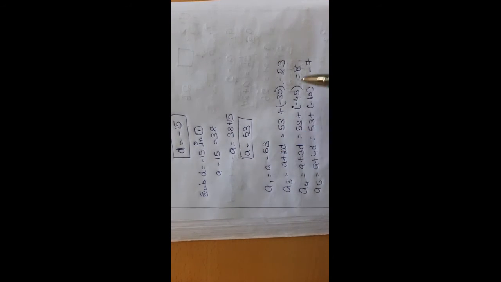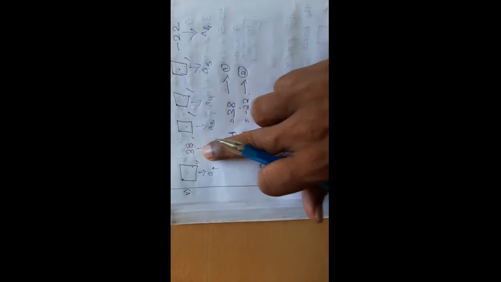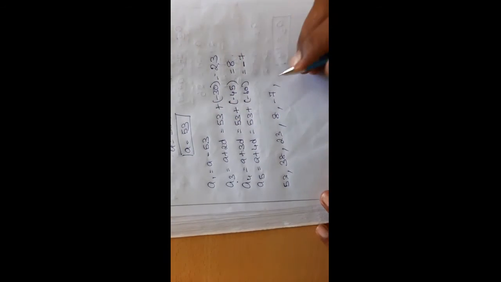So the missing terms are, we can just fill the column here. The first term a is 53, the second term is given 38, the third term is 23, the fourth term is 8, and the fifth term is minus 7, and the last term is given as minus 22.